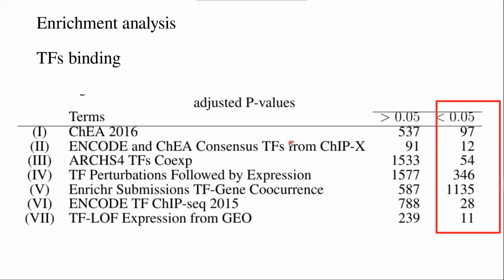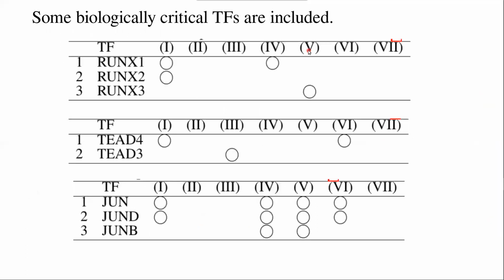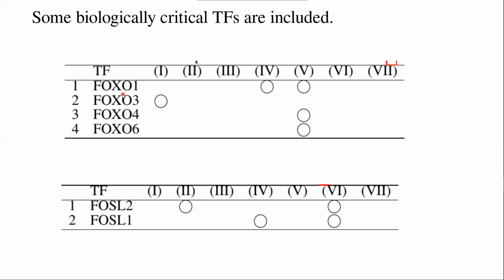Then we would like to check whether the selected genes are associated with transcription factor bindings. This is the result of Enrichr, which is a famous enrichment server, and a huge number of transcription factors were detected that target the 525 genes selected by us. And there are some biologically important transcription factors, included in these 7 categories, and these biologically important transcription factors are really included in our analysis. So our analysis was successful.